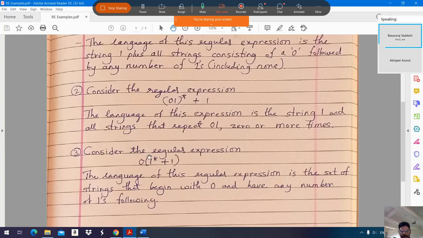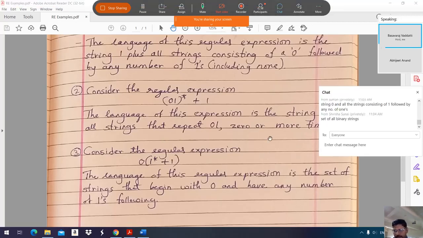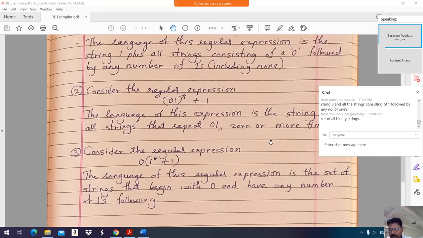By observing this, you can notice that I have a 0 here before the parenthesized regular expression. Therefore, I wrote it as beginning with a 0. After that, for the regular expression within parentheses, I wrote it as any number of ones following. Following means following 0. Is it correct, or do you have a different interpretation?